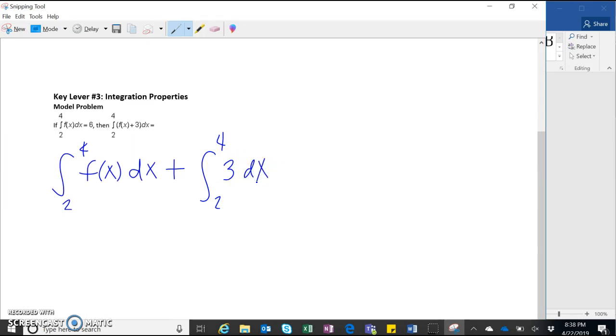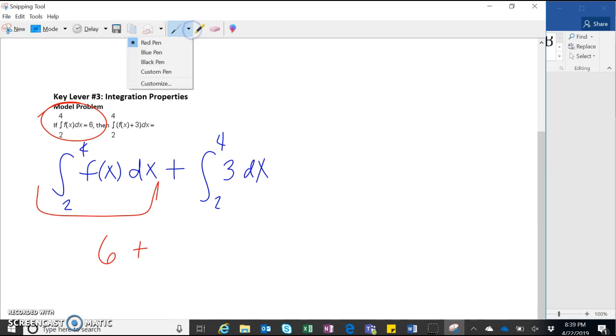That's a really helpful rewrite here, because this first one, the integral from 2 to 4 of f, that's given to me in the problem, that's 6. And the second integral over here is actually not horrible. I'm going to show you how to do this in 2 ways, and you can decide which one you like.